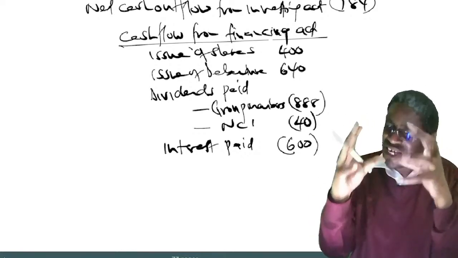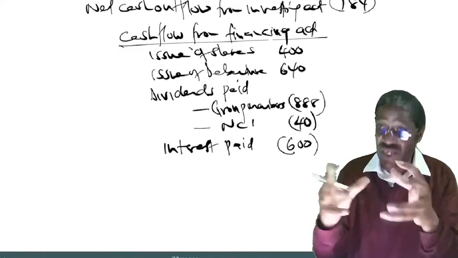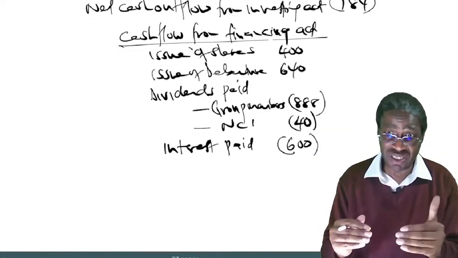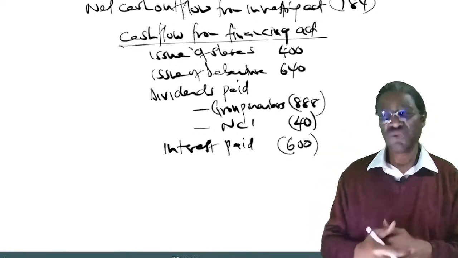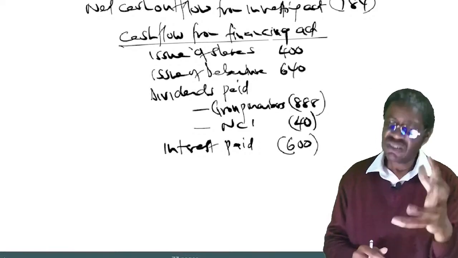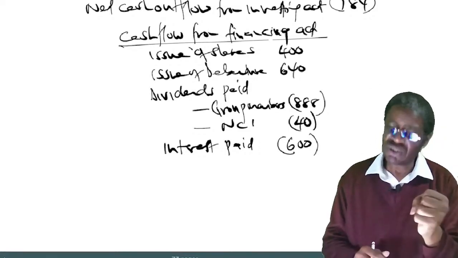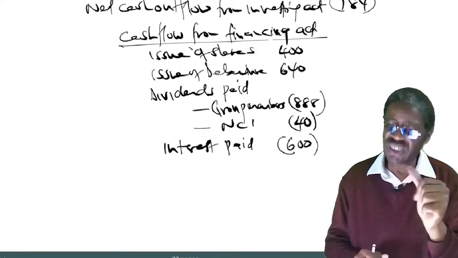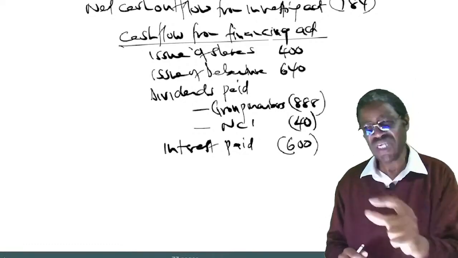Once I pick the financing item, the major, I pay the returns to the financiers. The returns are shareholders, pay them dividends. In a group company question, you pay dividends to group members and also to the non-controlling shareholders. Then you pay the interest.